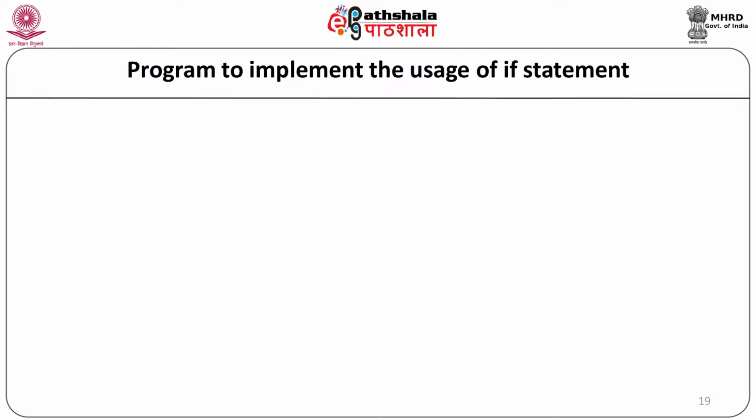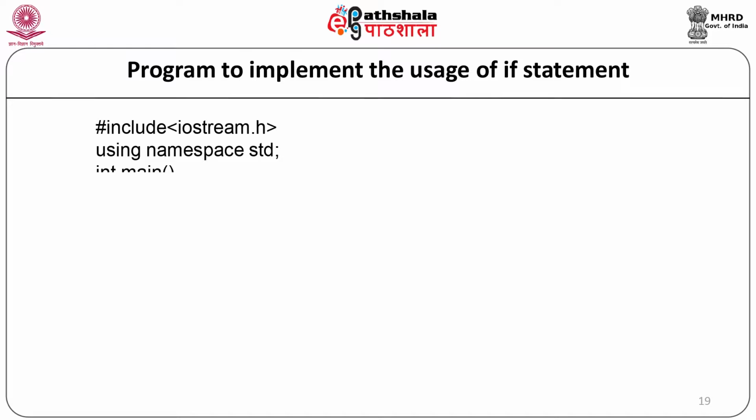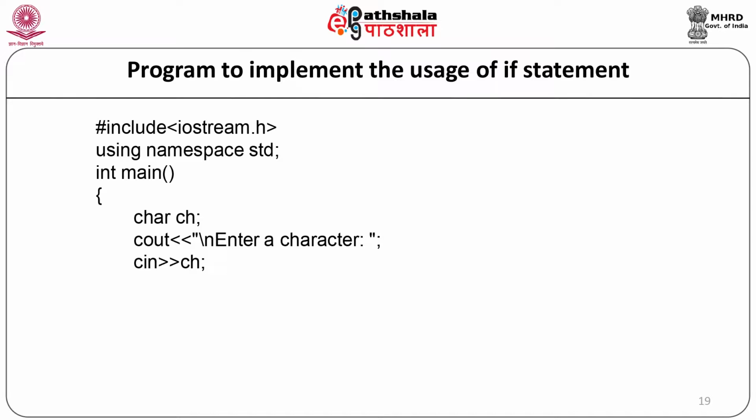Now, let us see a simple program to implement the use of the if statement. We will start with the program: #include <iostream>, using namespace std. We will start with the main function. Here one variable of character type is declared: char ch. We are displaying the message to the user: cout << "Enter a character". We are taking the input from the user as cin >> ch.